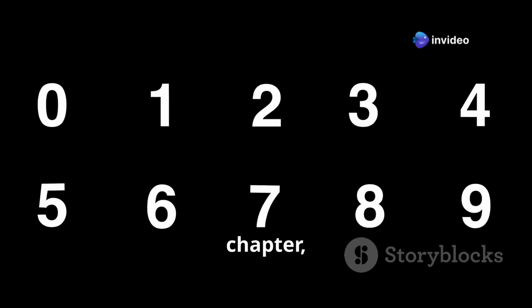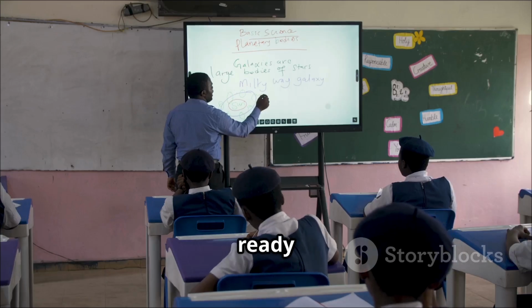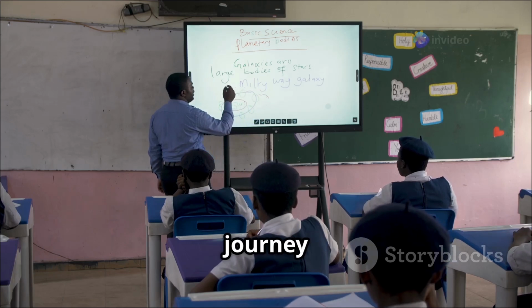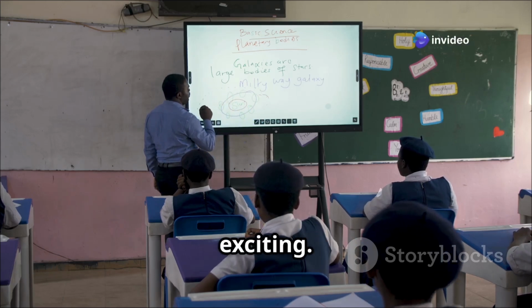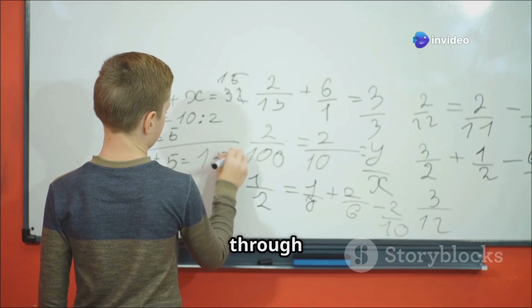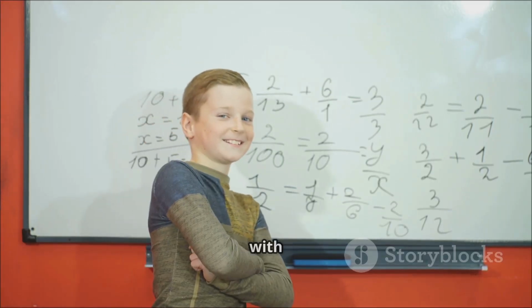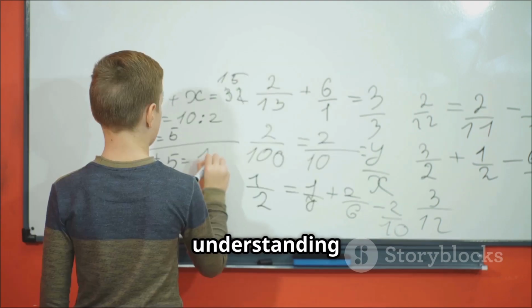In this chapter, we will explore different types of numbers and their properties. We'll delve into the fascinating characteristics that make each type unique. Get ready to dive into the fascinating world of number systems. This journey will be both educational and exciting. This journey will take us through the familiar territory of natural numbers and whole numbers. We'll start with the basics and build our understanding from there.